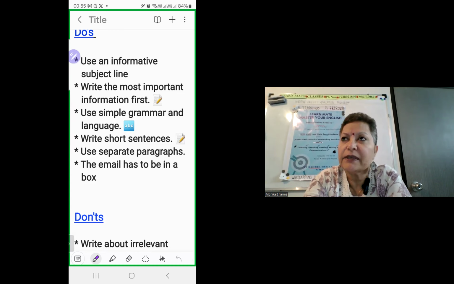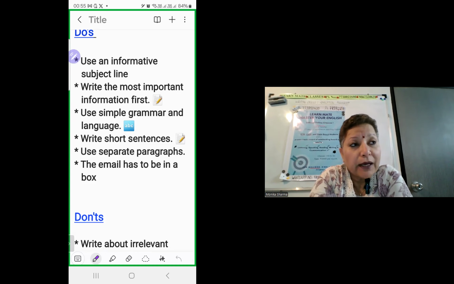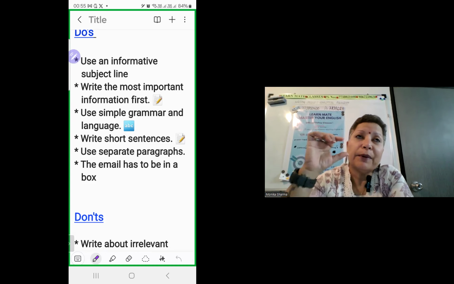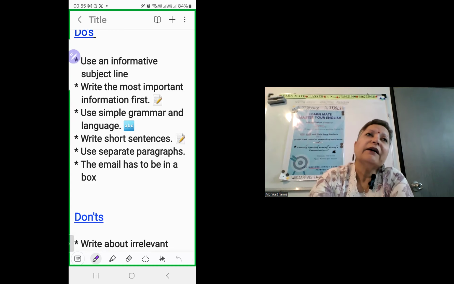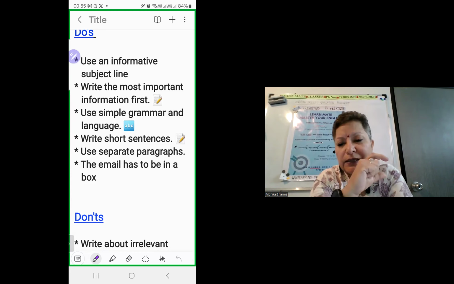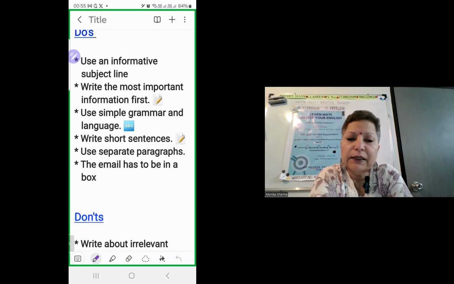Use separate paragraphs if you need to give more information. A paragraph is generally used because you need to break up your information into different subheadings, and any information under one subheading should come in one paragraph, and similarly, information under another subheading should come in the second paragraph. The email has to be put in a box in your answer sheets, right?